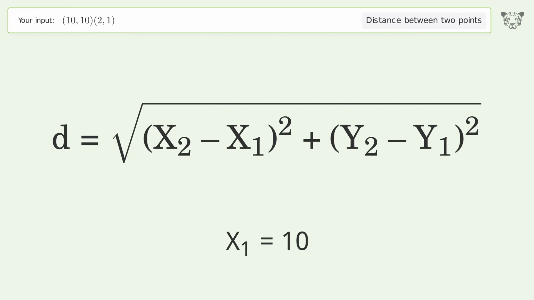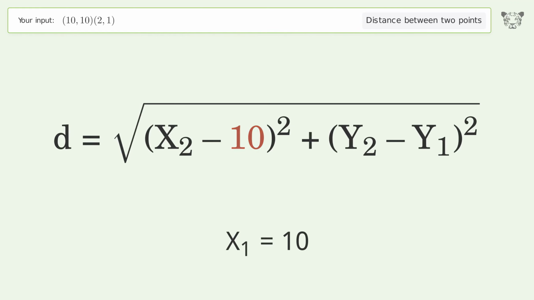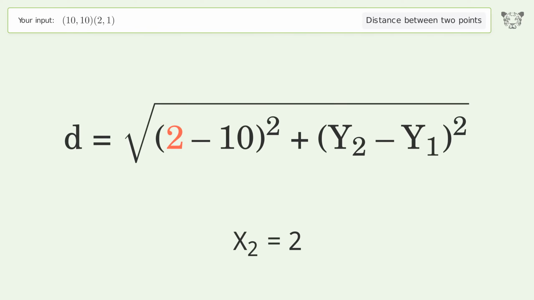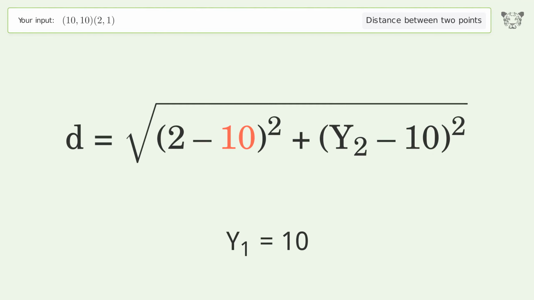x1 equals 10. x2 equals 2. y1 equals 10. y2 equals 1.